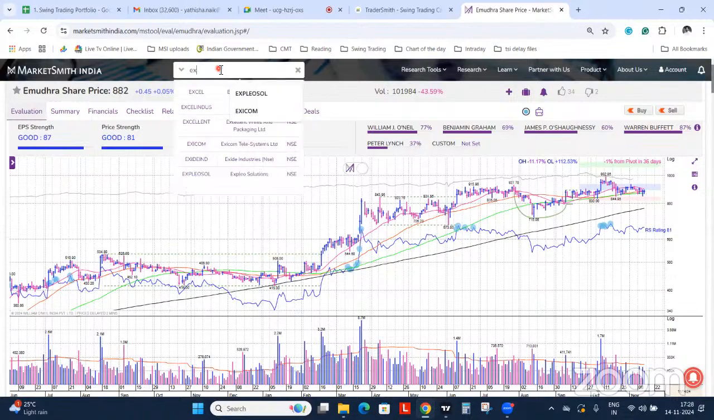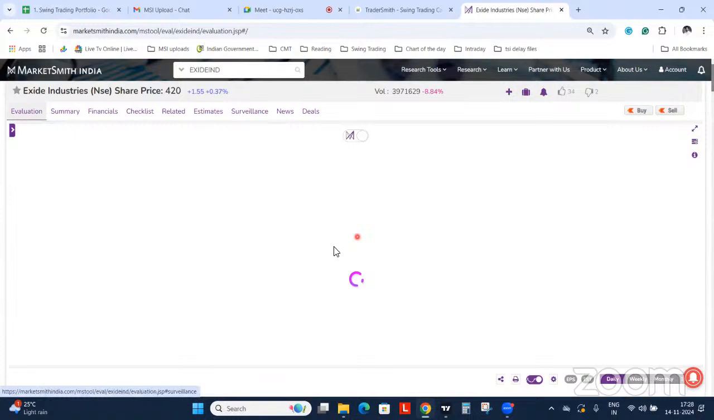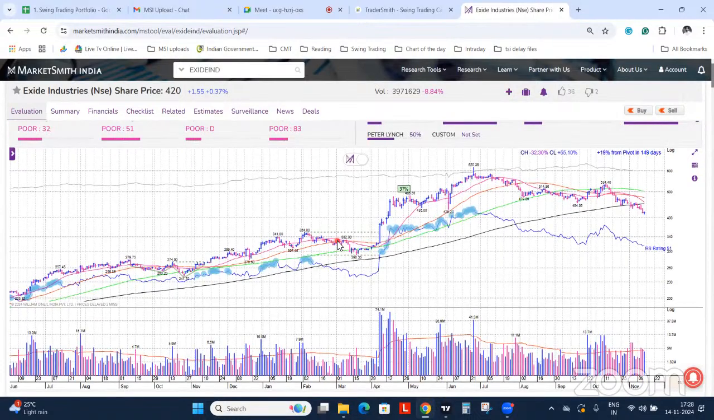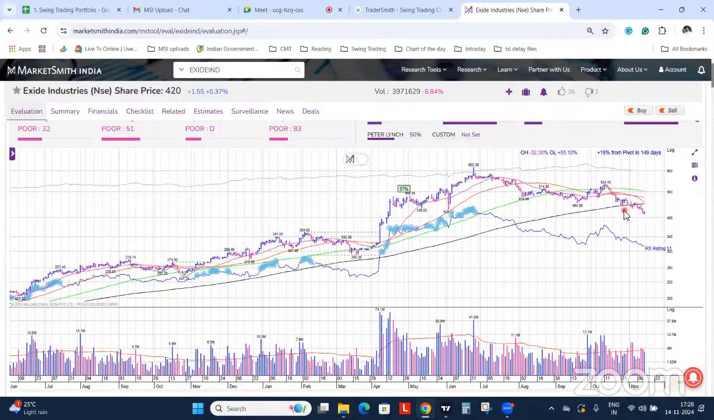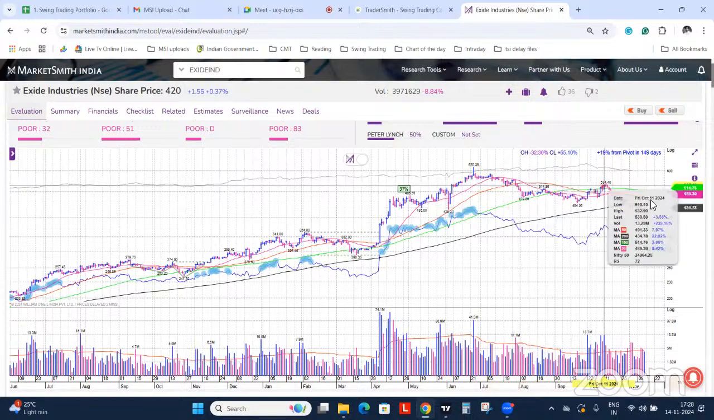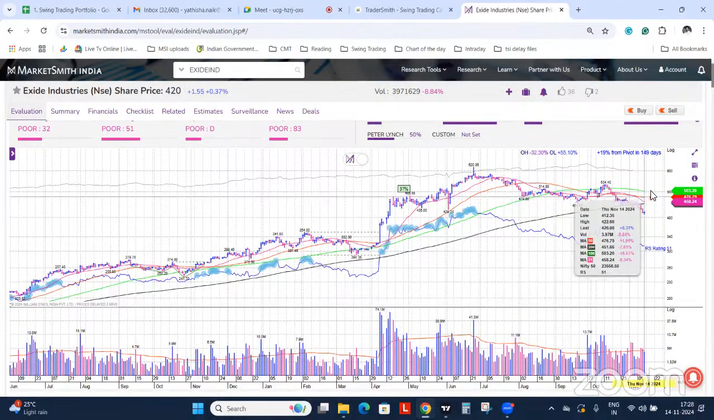Exide Industries. Exide is making a lower high, lower low price structure and trading below all key moving averages. It is better to avoid this stock right now. Better to wait for a close above either the 50 DMA or the 100 DMA.